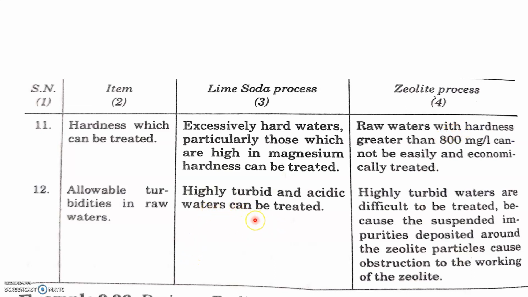Now turbidity. If you have higher turbidity or acidic water, you can treat it here. But you have seen in the disadvantages of the zeolite process that if there is higher turbidity, it is much more difficult to treat, because it provides an obstacle to the zeolite particles and impairs the working process. So that's a major disadvantage. These are some of the differences between the lime soda process and the zeolite process.